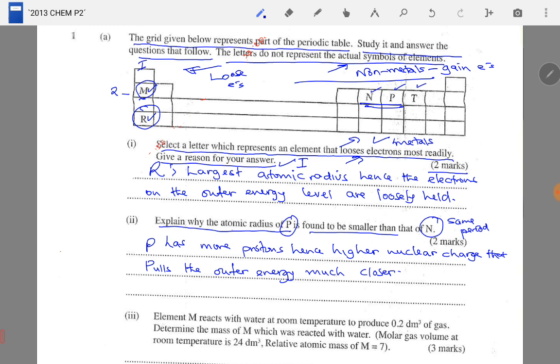element M. Element M reacts with water at room temperature to produce 0.2 decimeter cubed of gas. Determine the mass of M that was reacted with water. The molar gas volume at room temperature is given to be 24. Relative atomic mass of M is 7. So the information here is mass. We have to calculate mass. The gas produced is 0.2. So we work out this as follows.